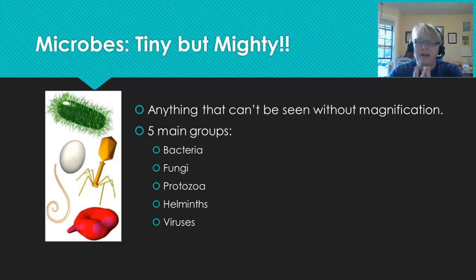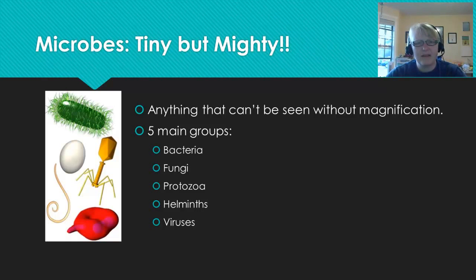So we have 3 main types of microbes that are divided into 5 groups. Our prokaryotes are our cells that lack a nucleus, and these are the bacteria. This is E. coli, Salmonella, Clostridium, Bacillus, basically all the stuff we're going to work with throughout the semester in lab. That's the bacteria group. We then have 3 groups of eukaryotes, which are defined by having a nucleus within their cells and can be multicellular organisms. This is the fungi, the protozoa, and the helminths.